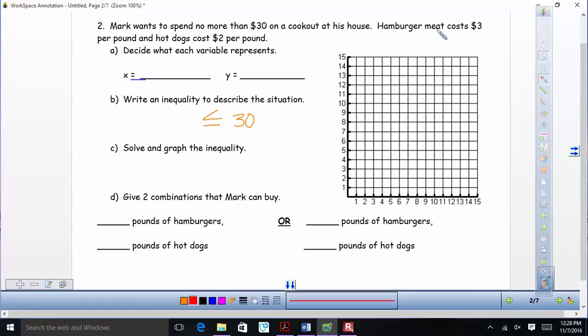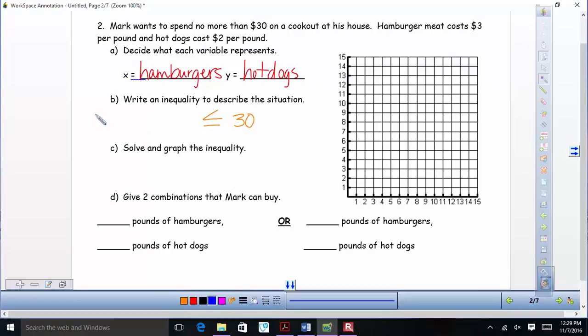Hamburger meat costs $3 per pound, and hot dogs cost $2 per pound. So which one do you want to let be X? Hamburger is X, and so that means hot dogs are Y. So when I write this equation, I have to do hamburgers plus hot dogs has to be less than 30. They have to cost less than 30.